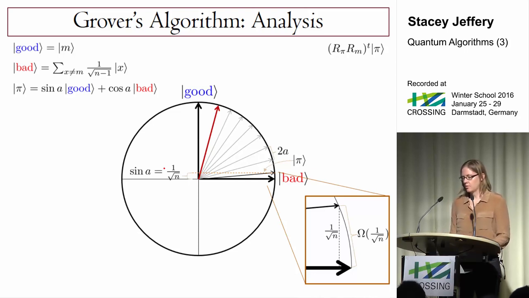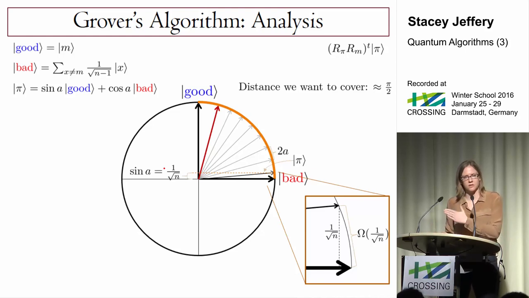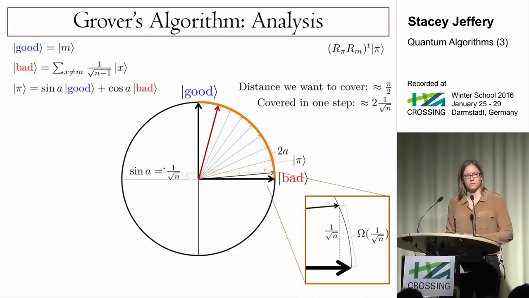Okay, so that means that at every step, I told you we're moving by an angle of 2a, which means we are moving at least an arc length of 2 over root n. And the total arc distance that we want to cover is around pi over 2. We're not exactly starting in bad, we're starting a little bit away from bad, and we don't need to reach good perfectly, but we want to cover about pi over 2 in arc length to get from bad to good. Every step we move an angle of 2a, which corresponds to an arc length of at least 2 over root n. So the number of steps that we want is pi over 4 times the square root of n.